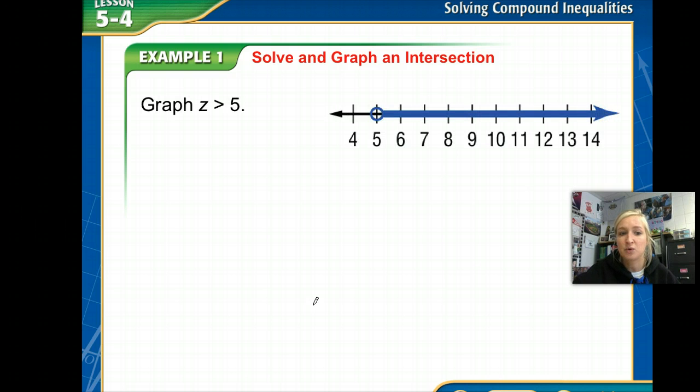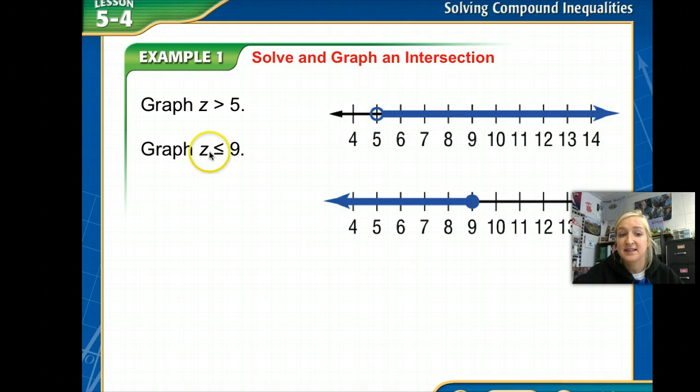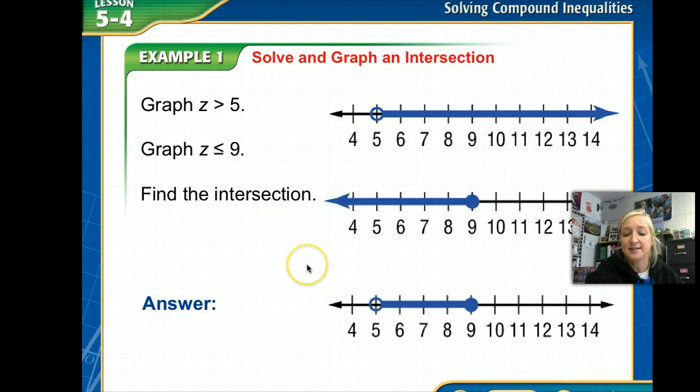All right, now it says to graph it. So z is greater than 5 is an open circle at 5 going in this direction. And z is less than or equal to 9 is a closed circle going in this direction. So my final answer is to find the intersection between the 2 points. So your answer would be 5 with an open circle connected to 9 with a closed circle, meaning that any solution of that compound inequality falls between them: greater than 5 but less than or equal to 9.